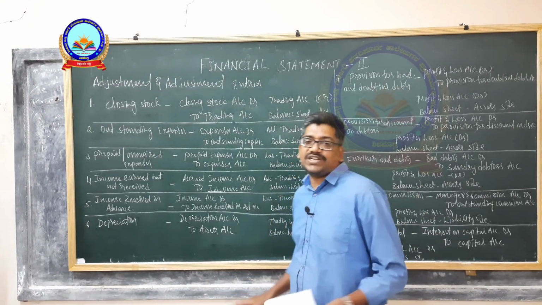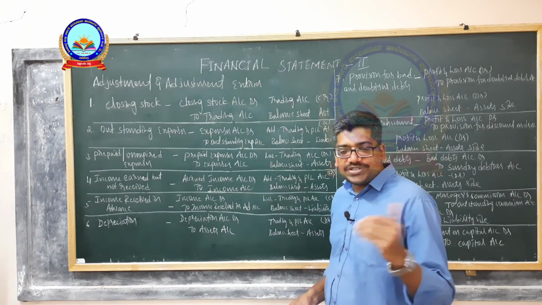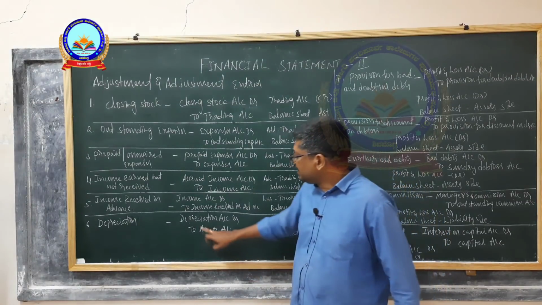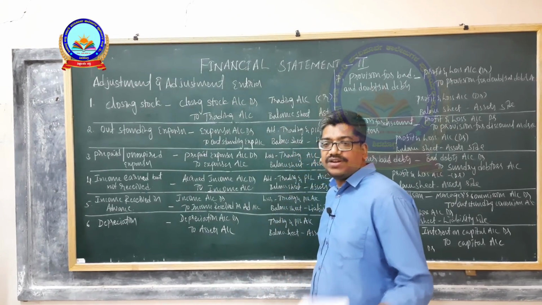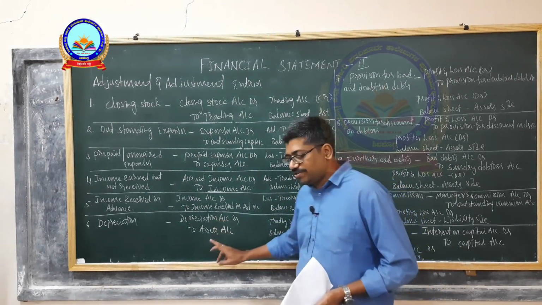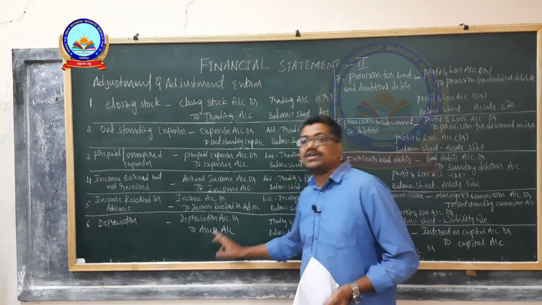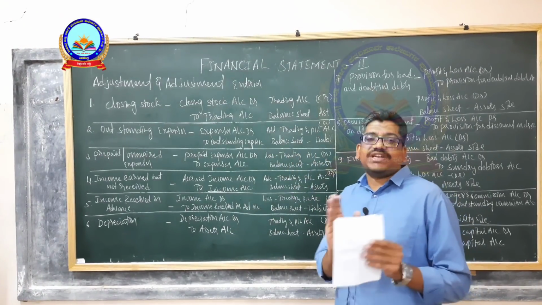On which assets do we charge a depreciation? If we charge depreciation on building, we have to pass the journal entry: depreciation account debit to building account. If we charge depreciation on furniture, we have to pass the journal entry: depreciation account debit to furniture account. And the amount is the depreciation we have calculated.